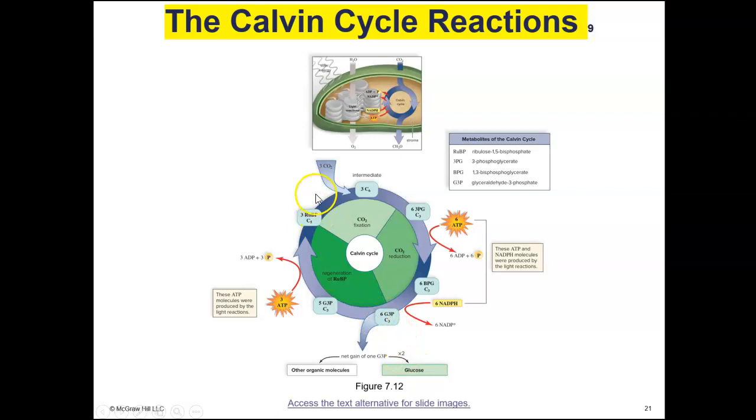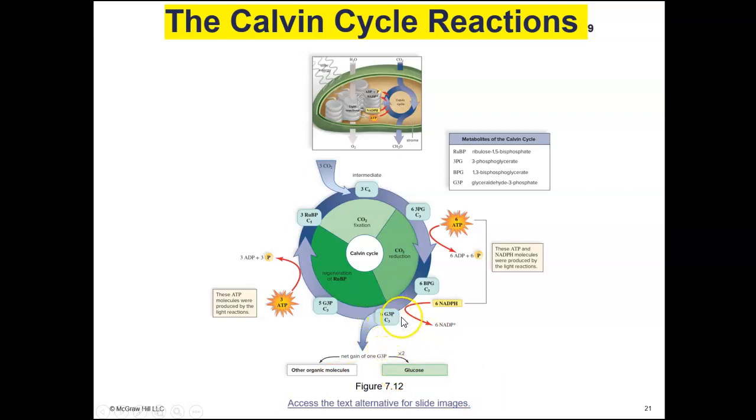Okay, so the first step is the fixation of carbon dioxide to RUBP. The second step is the production of G3P, and we call that carbon dioxide reduction. So this is the second step, and it ends with the production of G3P. Okay, carbon dioxide reduction produces G3P. That is our glyceraldehyde 3-phosphate, which is our main product of the Calvin cycle. That can go on and be converted to glucose or other carbohydrates.